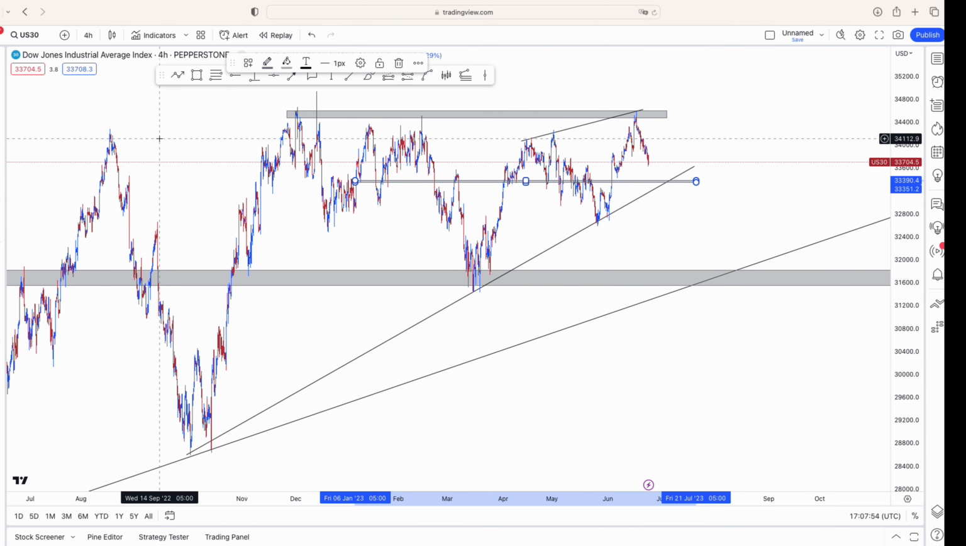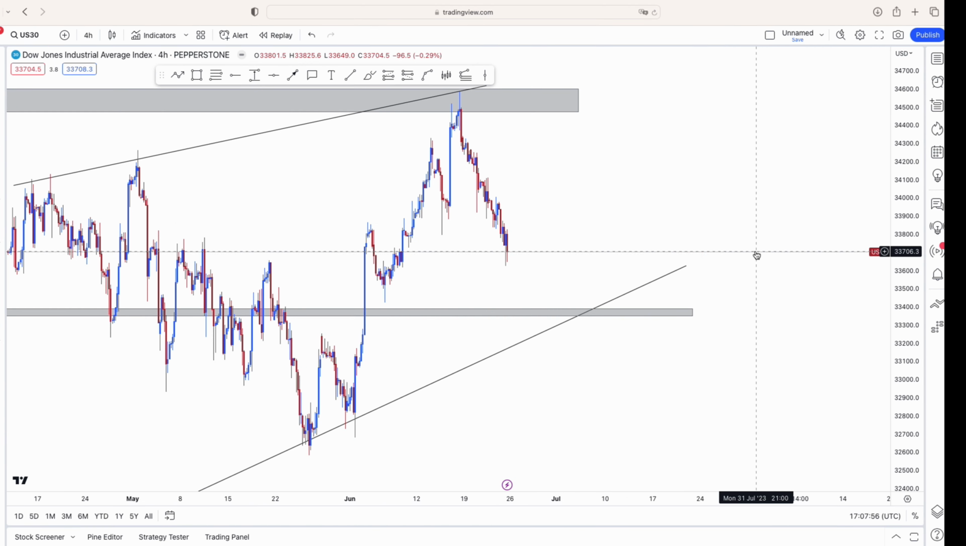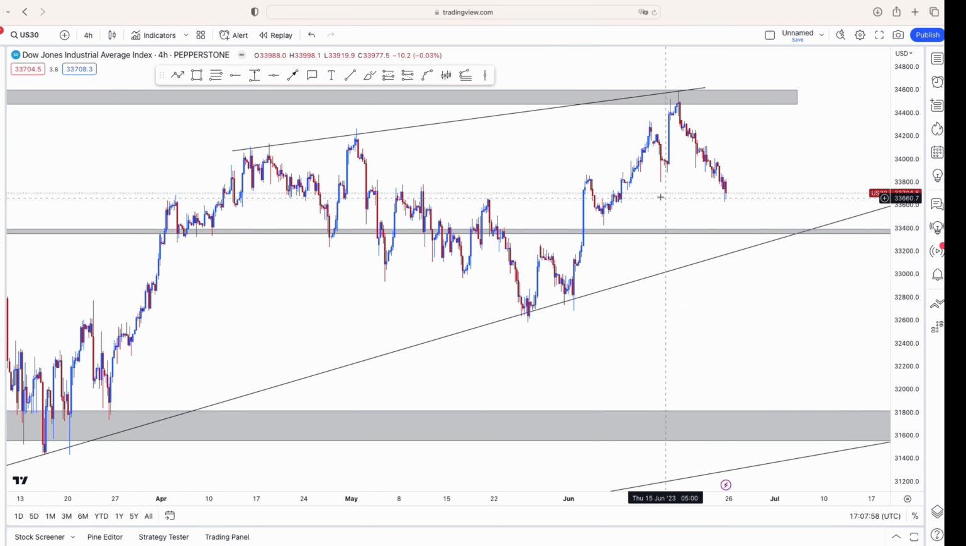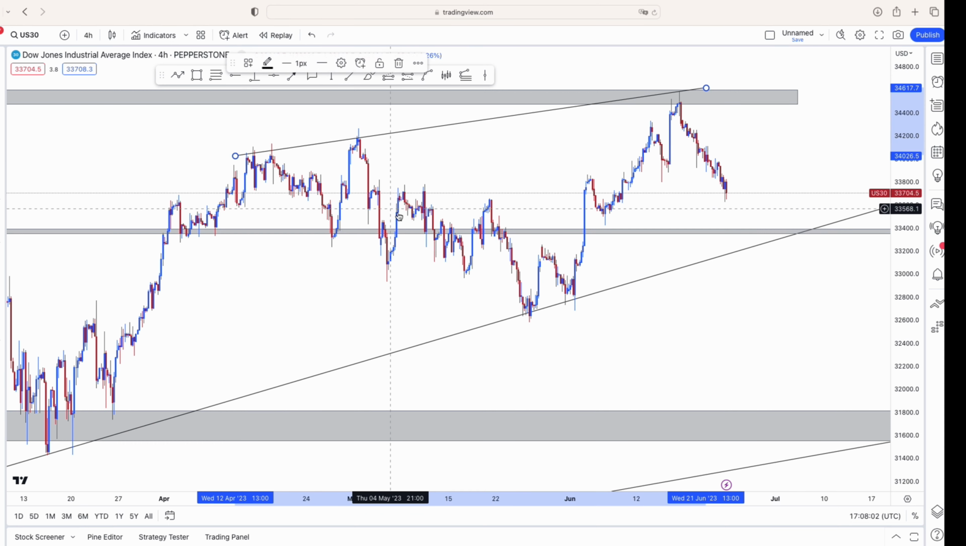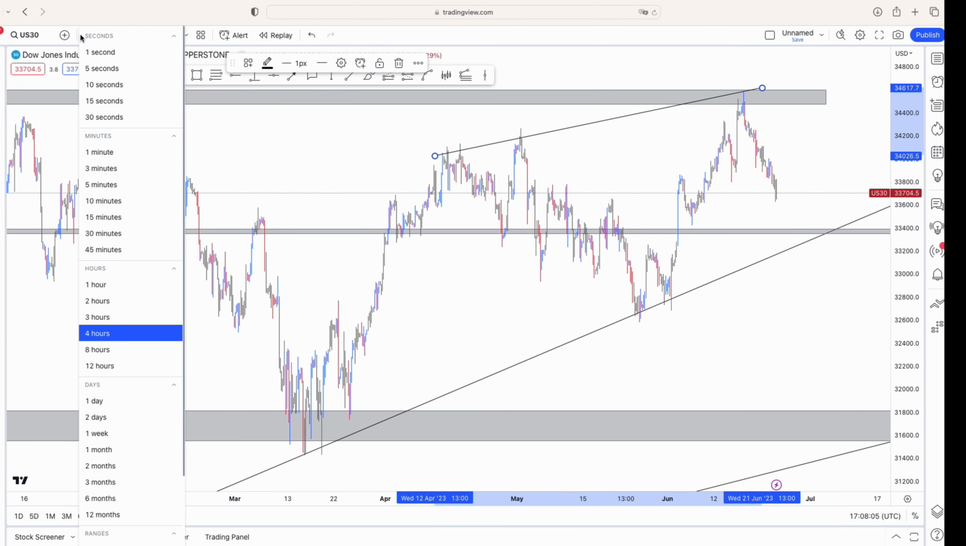So far, that's what we have. I'm not going to dwell deep on 4 hour because that's not where we're going to trade, especially as US30 is not like a currency whereby we can trade on 4 hours. So let's drop down to 1 hour.